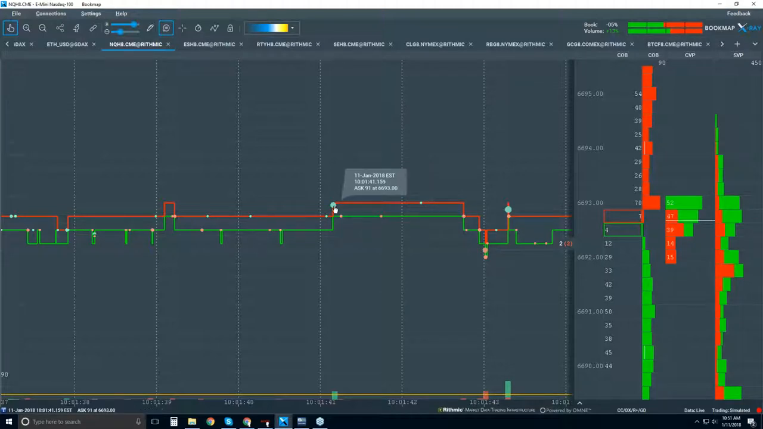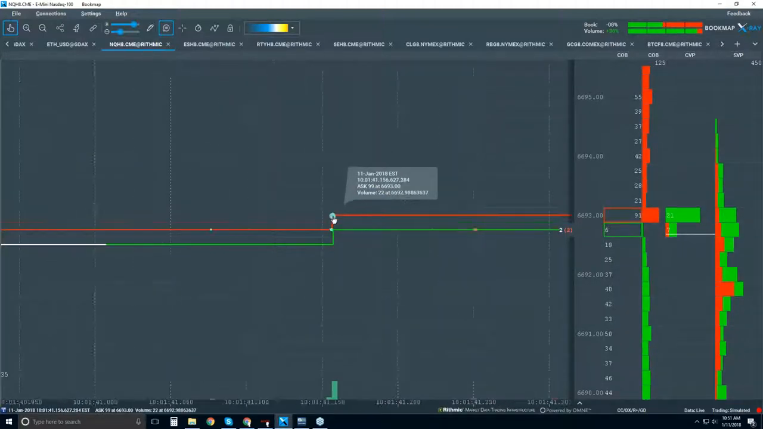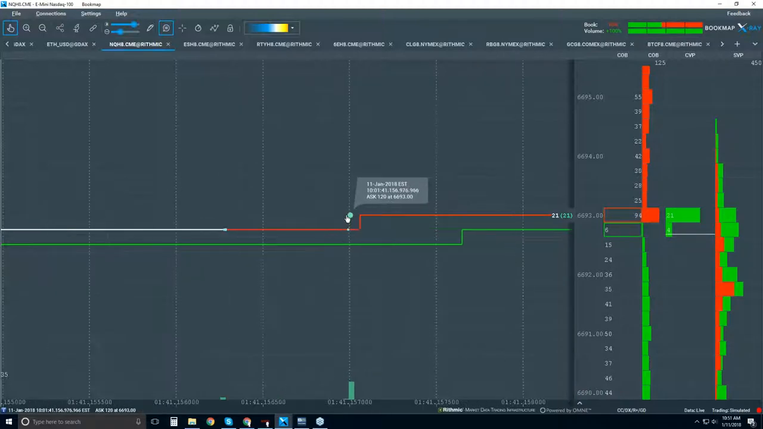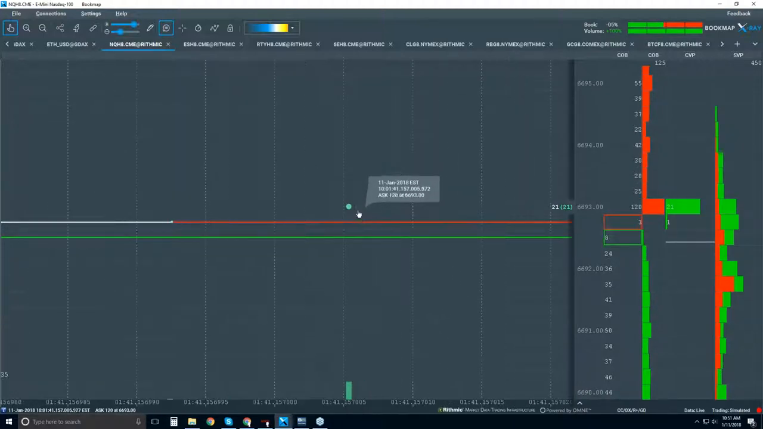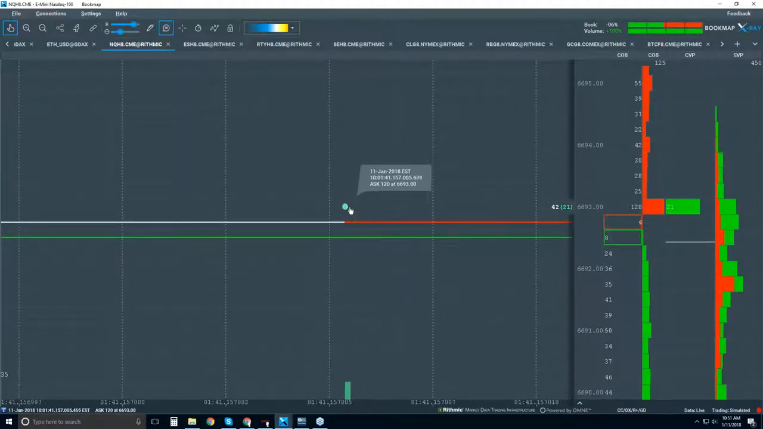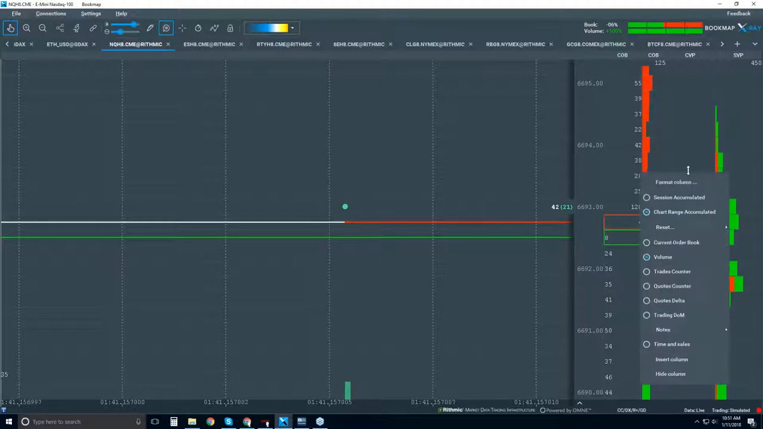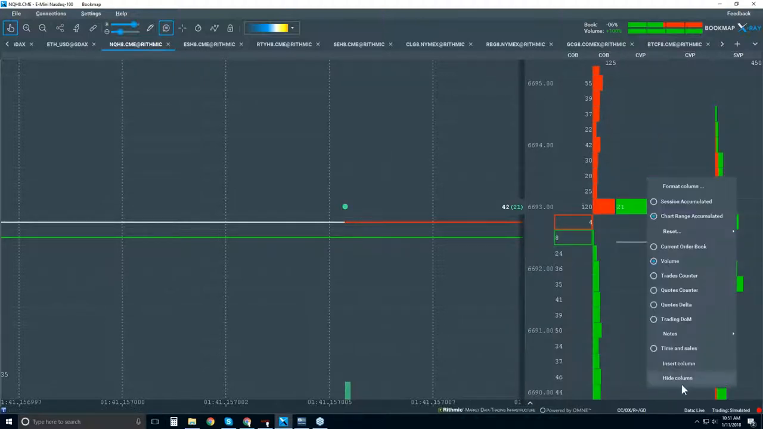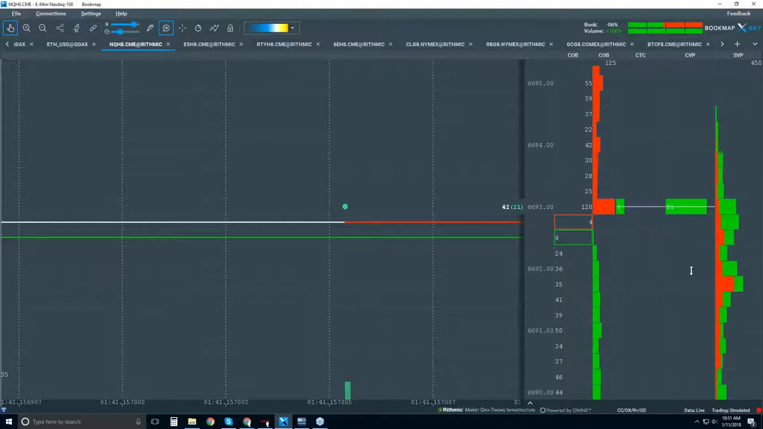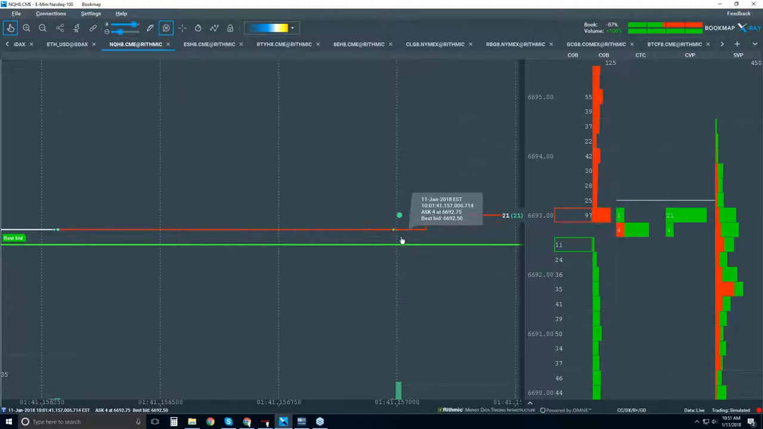Now let's continue to zoom into this area because we're probably going to see more trades than just one here. Might not. Actually, it's just a volume of 21. Let me double check that and insert a column, and I'm going to insert a trade counter. Yeah, it was one trade for a volume of 21. So a pretty big trade for NASDAQ.